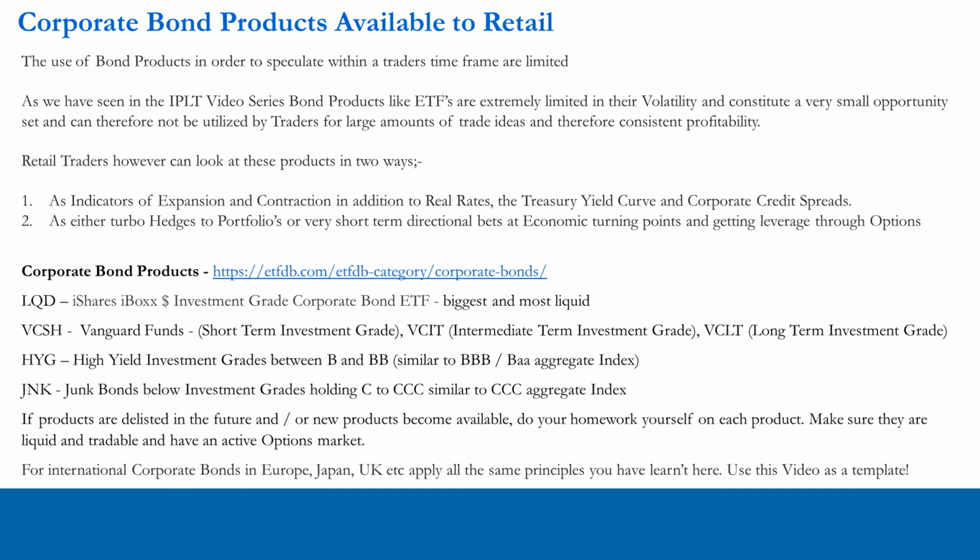First up, we have the LQD, which is the iShares iBoxx US dollar investment grade corporate bond ETF. This is the biggest and most liquid product at the time of recording. We've got the VCSH, which is the Vanguard short-term investment grade. We've got the VCIT, which is the Vanguard intermediate term investment grade, and the VCLT, Vanguard long-term investment grade.